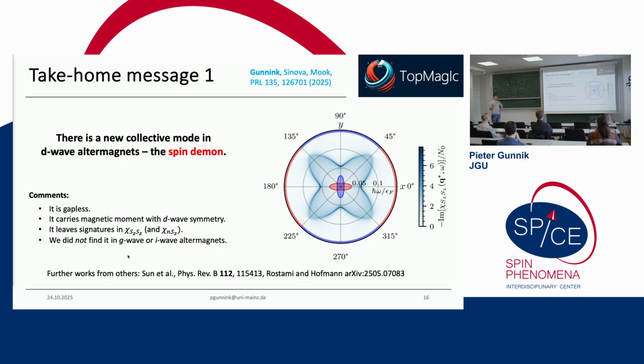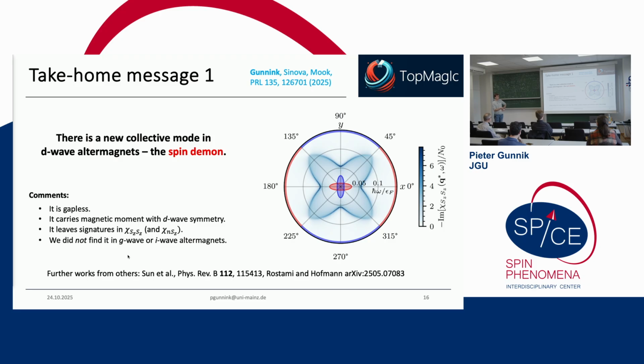So it's an acoustic mode, so it's gapless and linear at close to zero momentum. It carries magnetic moment with a D-wave symmetry, so this is why we call this an altermagnetic spin demon. It leaves signatures in chi-SC and chi-NSC, so these can be picked up through spin probes. And this is not a generic feature of altermagnets, so we do not find this in either G-wave or I-wave or also in alt-wave magnets.